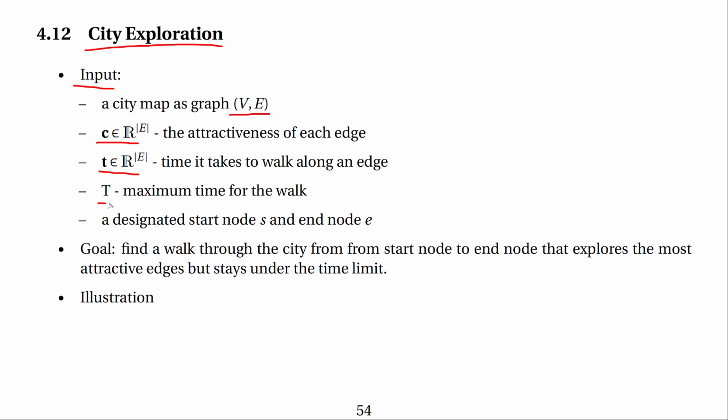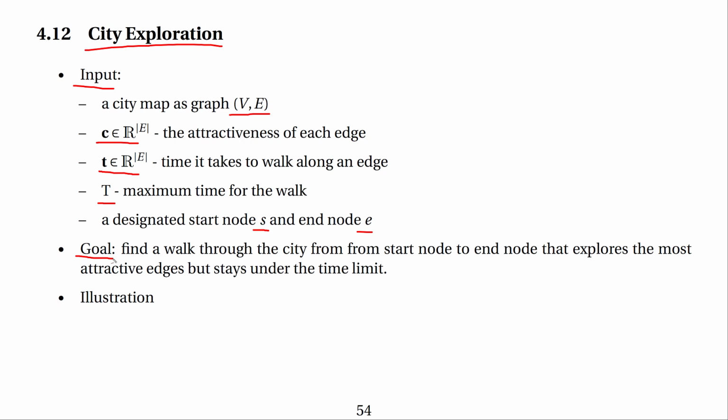Then we have a maximum time T that is allowed for a walk. Also, we have a designated start node S and an end node E. The goal is to find a walk through the city from the start node to the end node that explores the most attractive edges but stays under the time limit.